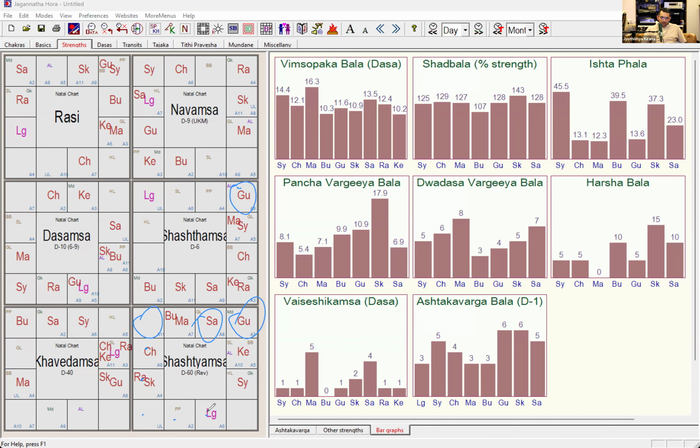You see Lagna, who is Lagnadipati? Shukra. Shukra is with whom? Rahu. So Shukra is not with somebody or in the influence of somebody who can give a huge weight. So Shukra is not giving weight here. And you have Buddha and Mangala's influence here.